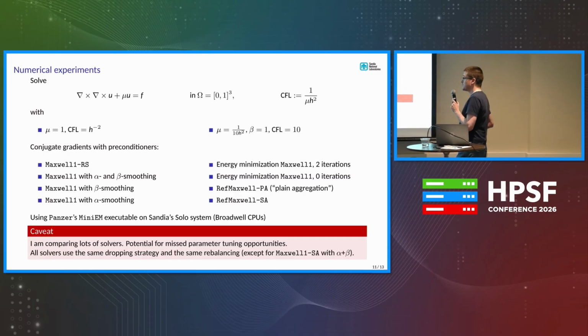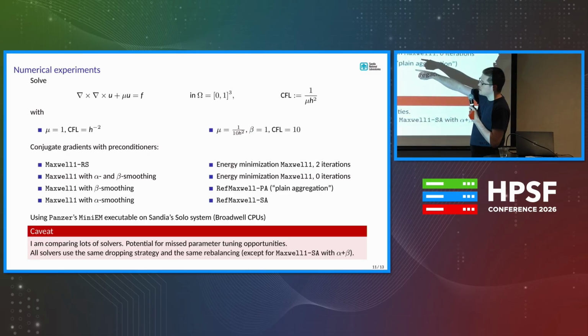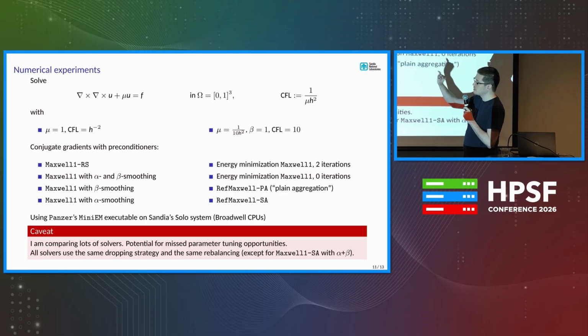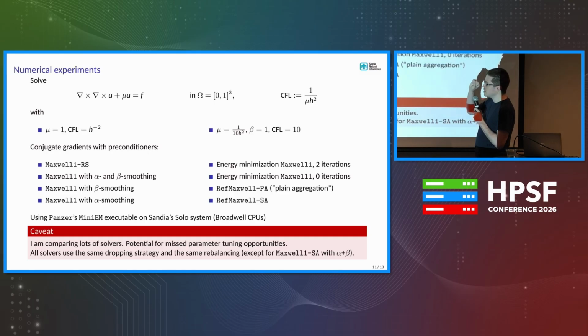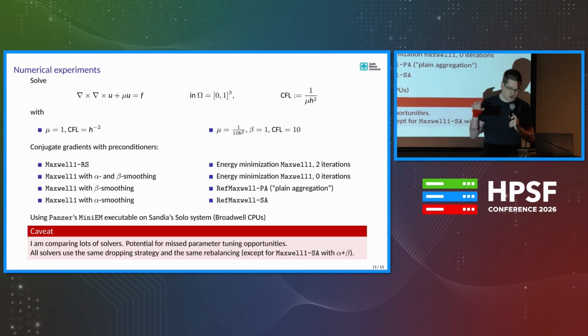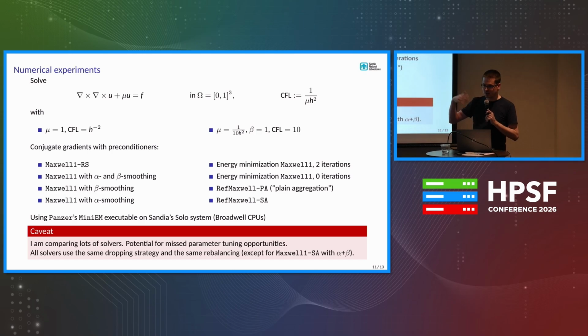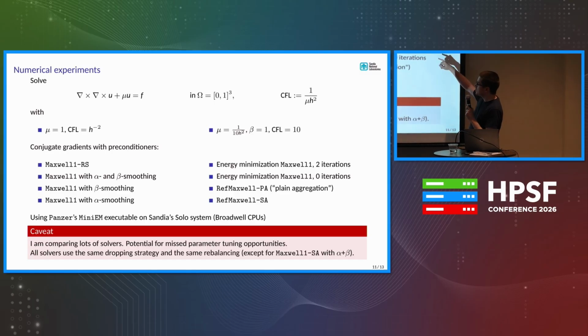And we'll look at a lot of different solver combinations. The first one is this Reitzinger-Schöbel Maxwell 1 type preconditioner. Then we'll look at the smooth variants of that, where we vary over which prolongators get smoothed, like nodes or edges or both. We'll then look at these new energy minimization multigrids. We look at two cases here. One is the way it's intended to be used, with two optimization steps to improve the prolongator.